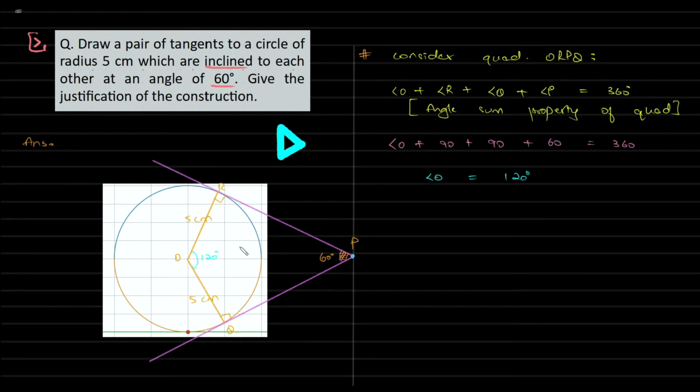Okay. Now how does this help? See, the thing is, we are not sure of where the point P is. We can draw a tangent at any given point. Say we draw a radius and a tangent. But from there, again drawing 60 degrees, and we don't know this length, so it's not convenient.